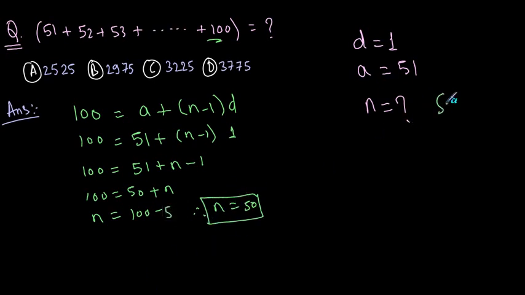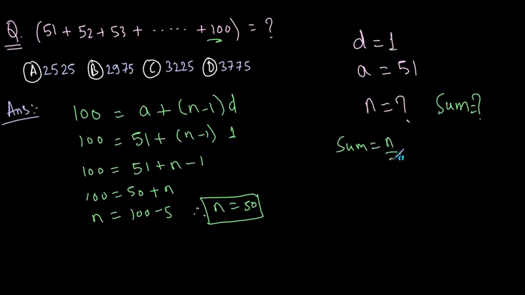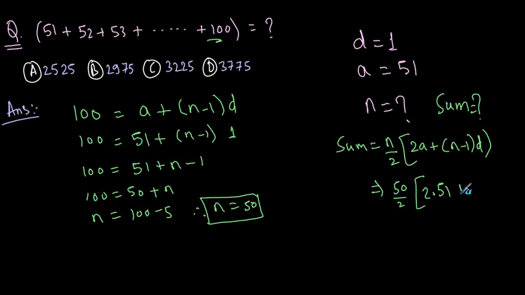Now we have to calculate the sum. There is a formula for calculating the sum of n terms, which is this: sum equals n by 2 into (2a plus (n minus 1) d). So we've got 50 by 2 into 2 into a, that is 51, plus n minus 1. n is 50, so n minus 1 would be 49, into the difference. Difference is 1. So 50 by 2 is 25.